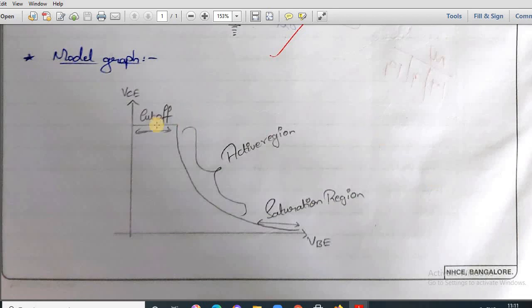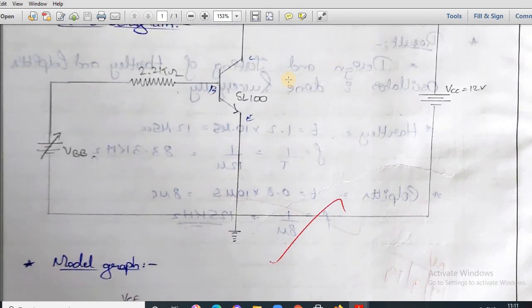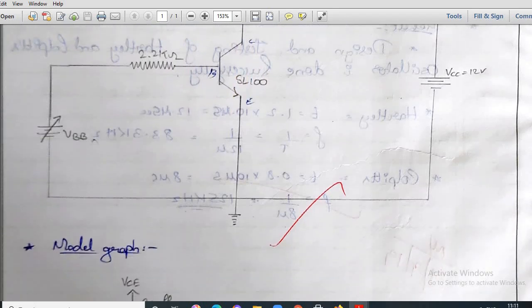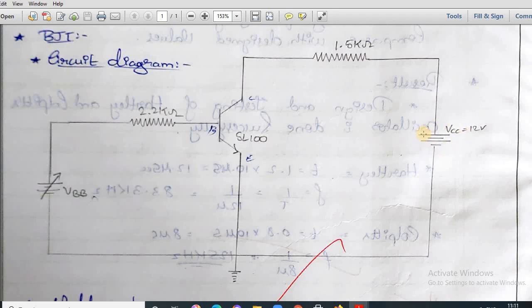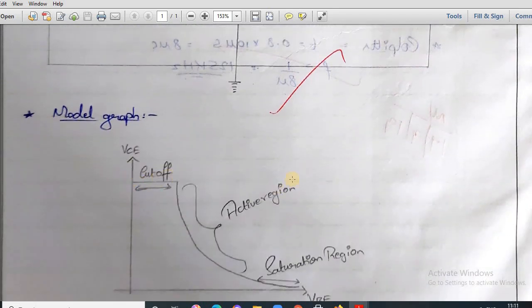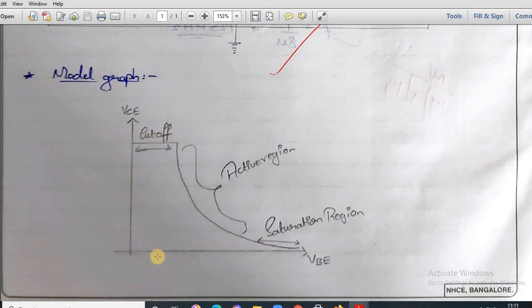In cutoff, as the name suggests, the transistor is cut off because, you can see here in the circuit diagram, both the base emitter and collector emitter junctions are reverse biased, as a result of which the transistor is off, and most of the supply voltage with little drop is available across the collector emitter terminals. So we will get the maximum output voltage in the initial stage for lower values of VB, where both the junctions are reverse biased.